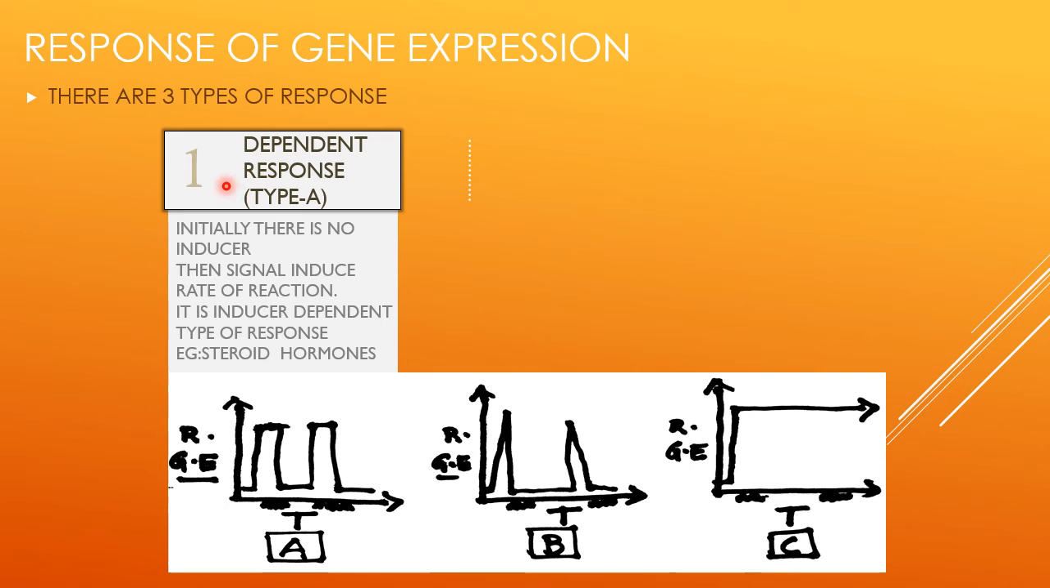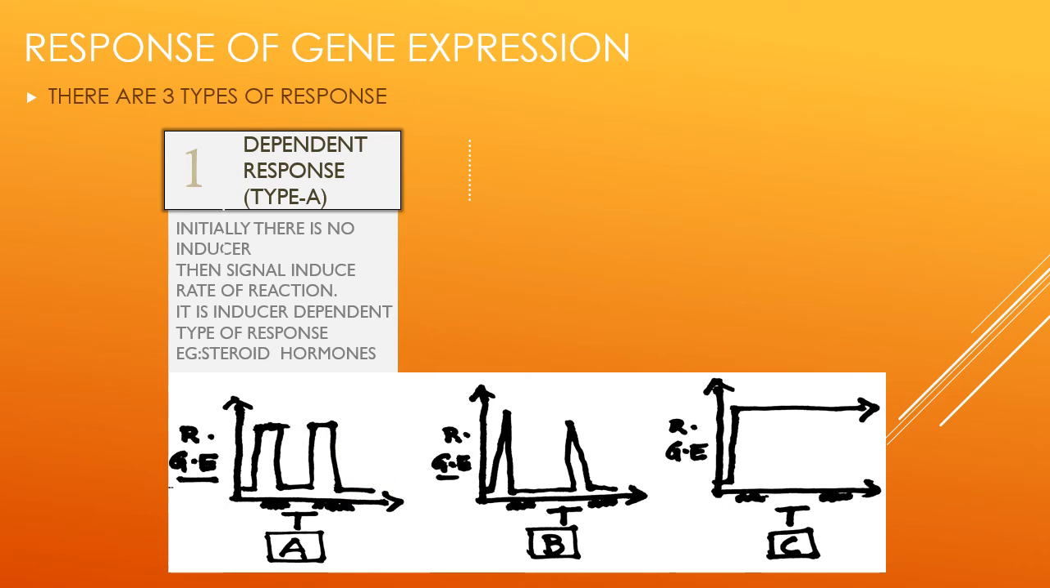As you can see in that picture, with respect to time and rate of genetic expression, when the signal persists, the reaction goes up. And when the signal is not there, it is down. Again, when the signal comes, it is up. It is known as dependent response.